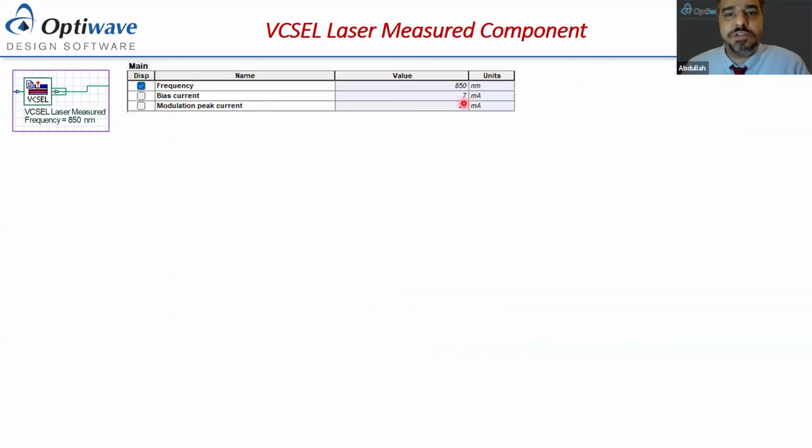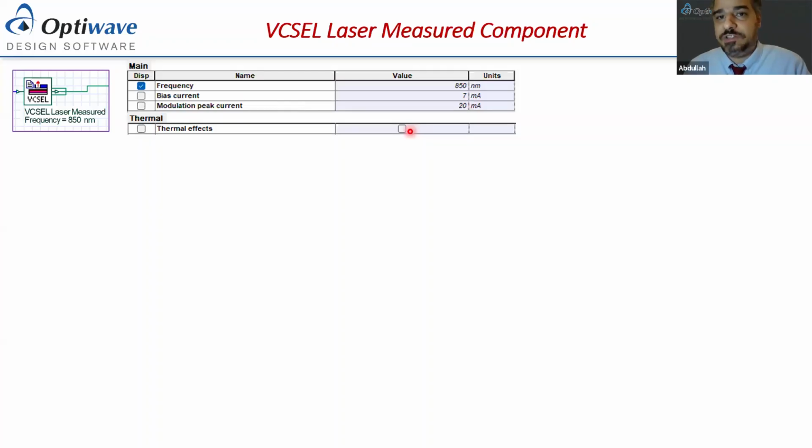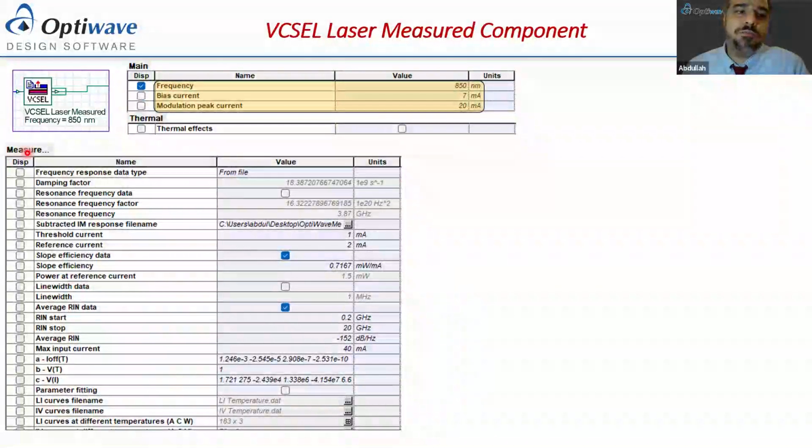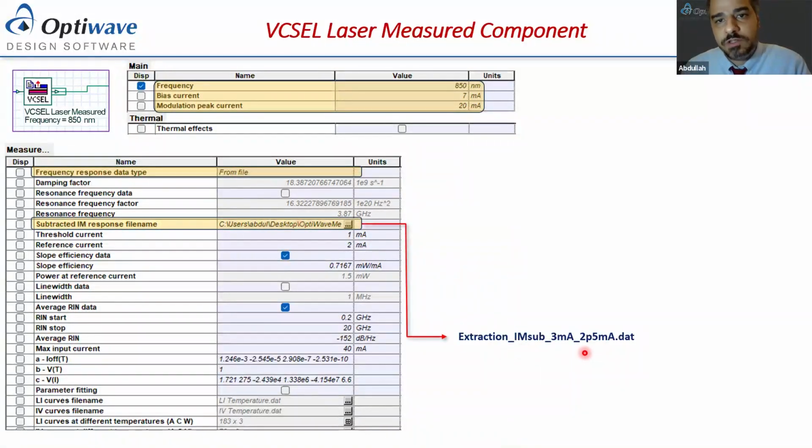In the main tab, you can set the frequency and the bias and modulation current. You also have inclusion of thermal effects, which is very important in some applications. For the measured component, in the measure tab, you have the ability to supply the engine OptiSystem uses for fitting the rate equation parameters with some key parameters. The first one is that you can supply from a file the subtracted IM responses that we talked about before. The benefit of using the subtracted responses is that it eliminates the common mode electrical parasitics. So you're getting a true measure of the laser dynamics that you can use to fit the rate equation parameters.